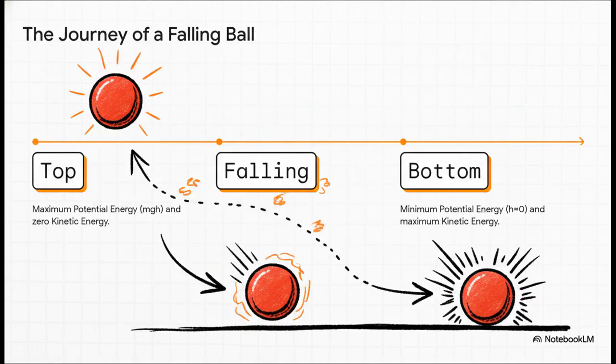Let's understand this with the help of this falling ball. At the very top, just before it is dropped, it has the maximum potential energy because of its height. It is not moving, so its kinetic energy, the energy of motion, is 0.